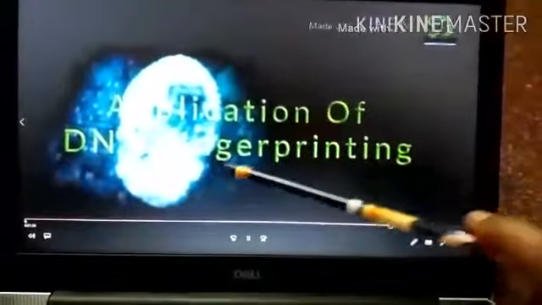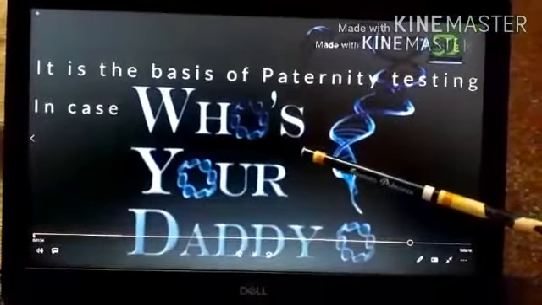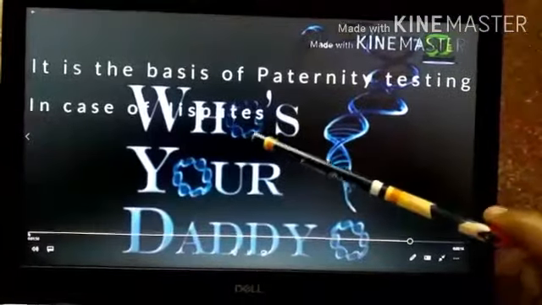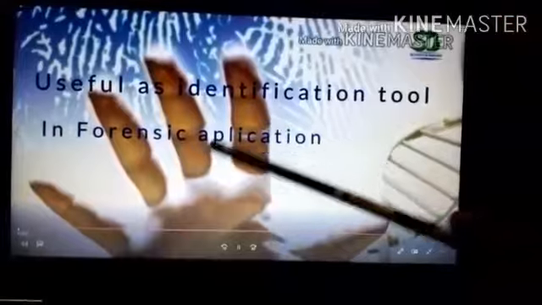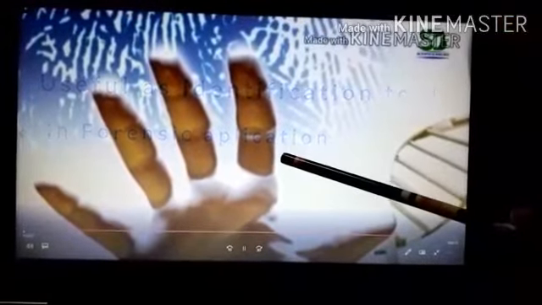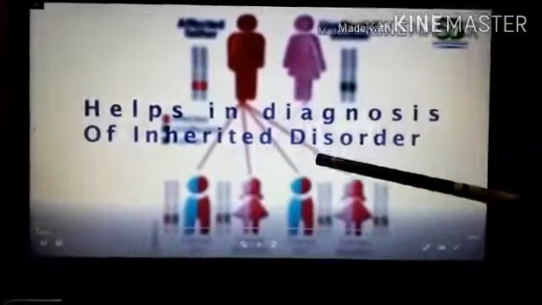Then applications of DNA fingerprinting. It is used for paternity testing in case of disputes. Then it is used in forensic applications. Then it helps in diagnosis of inherited disorders.